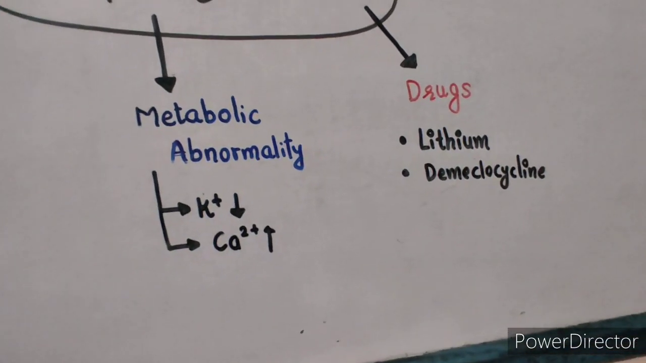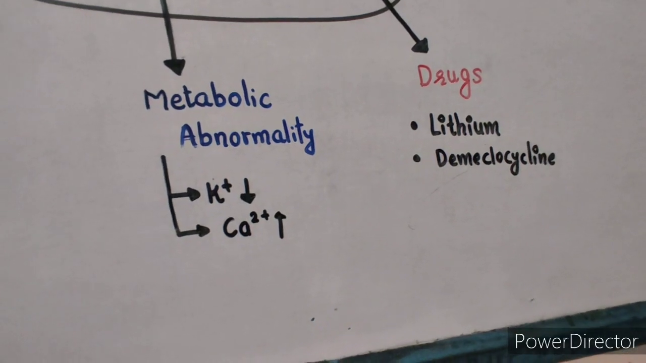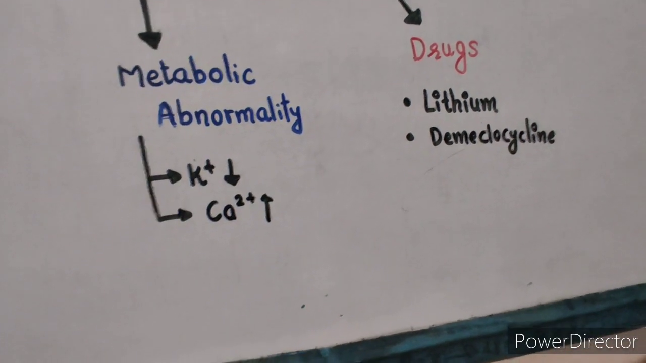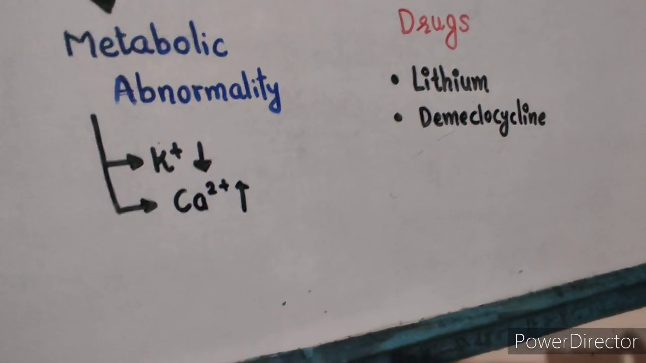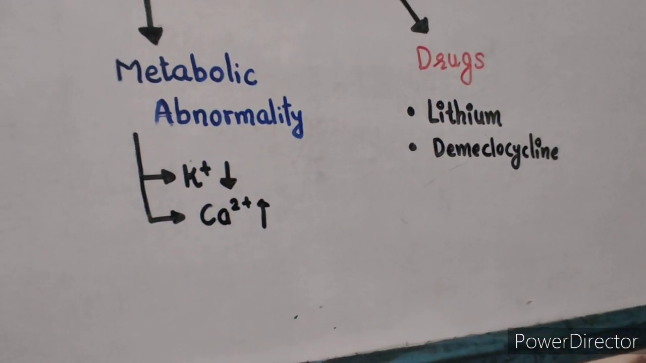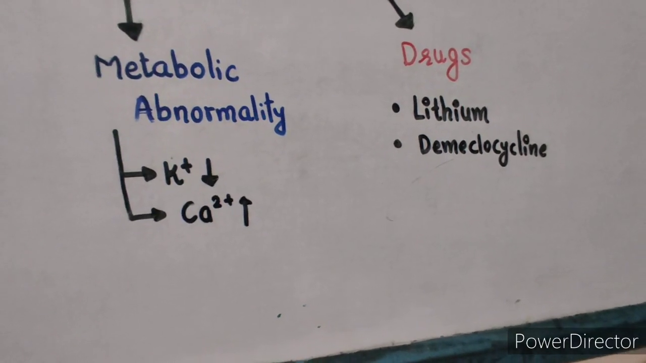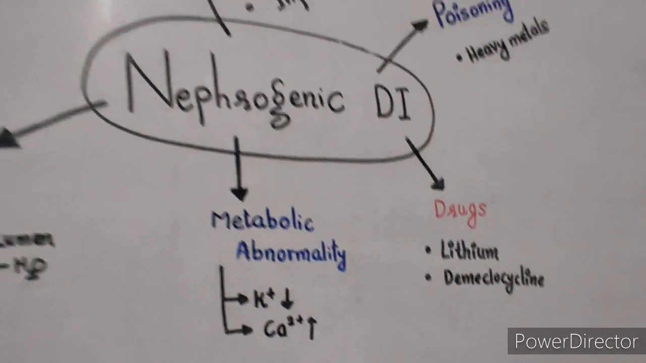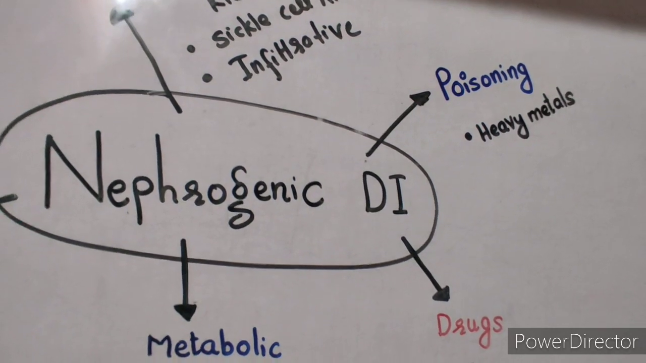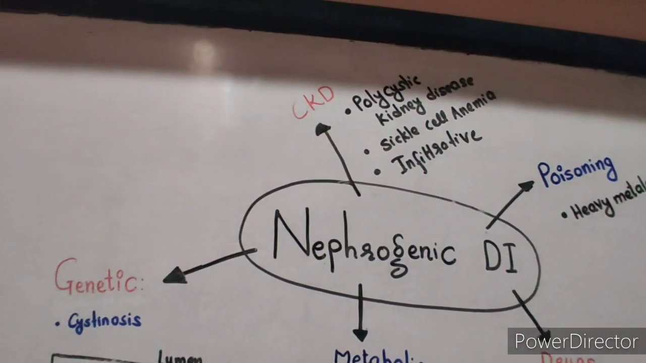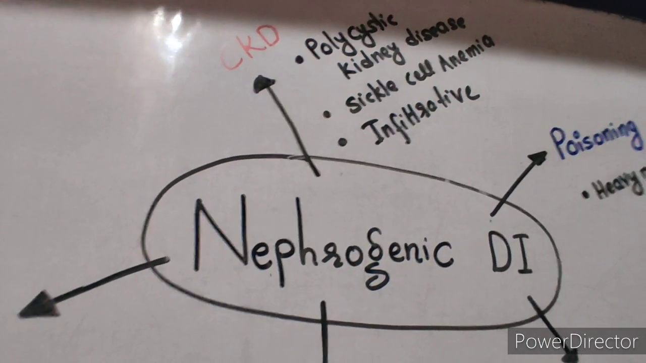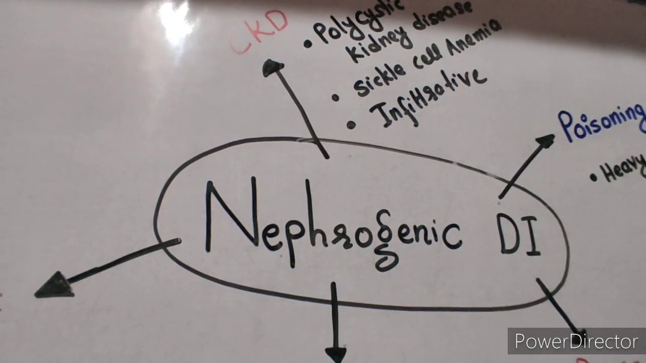Drugs like lithium and demeclocycline can cause diabetes insipidus. Lithium is a drug which is given in bipolar disorder, that is mania and depression. Demeclocycline is a tetracycline antibiotic which is prescribed in syndrome of inappropriate ADH secretion to reduce ADH. Next is poisoning by heavy metals like lead and mercury, which can also cause nephrogenic diabetes insipidus. Chronic kidney diseases like polycystic kidney disease, sickle cell anemia, and infiltrative disorders like amyloidosis can also cause nephrogenic diabetes insipidus.